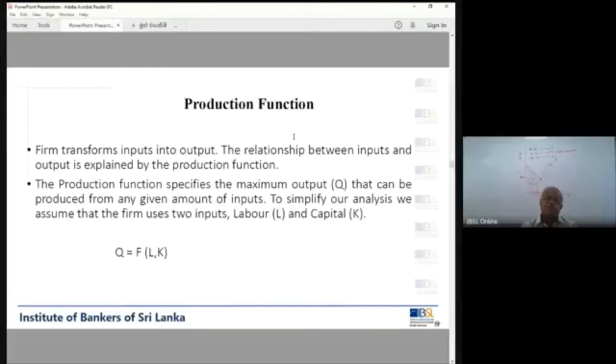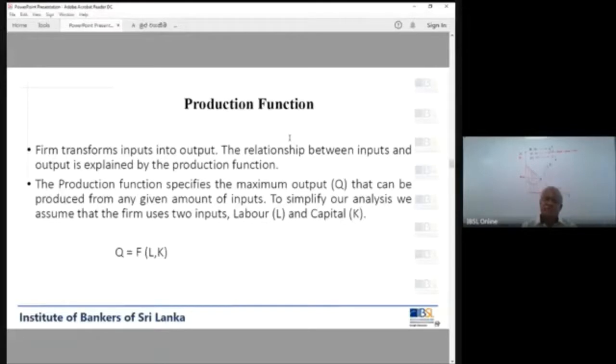Now I am producing the output of banking education. I am the IBSL. I am providing this output. Banking. I teach you. My output is you all. How do I produce it? I use this computer. I use my PowerPoint presentation. I use the board. I use my labor. I spend my time. So the output is produced using labor and capital.